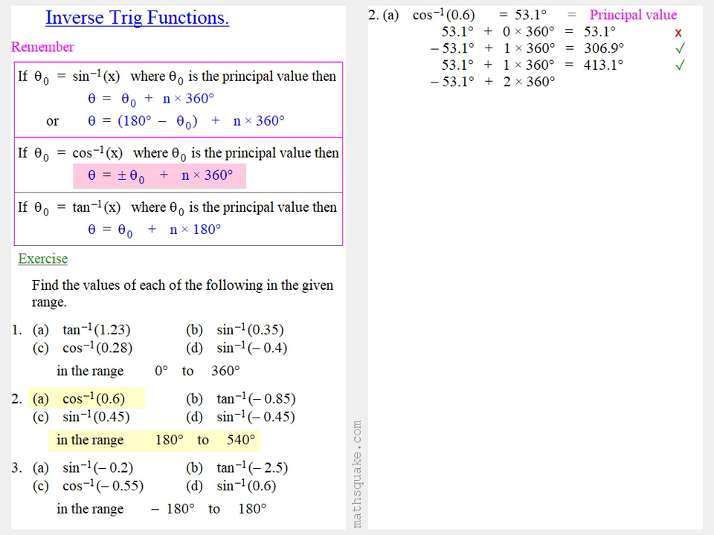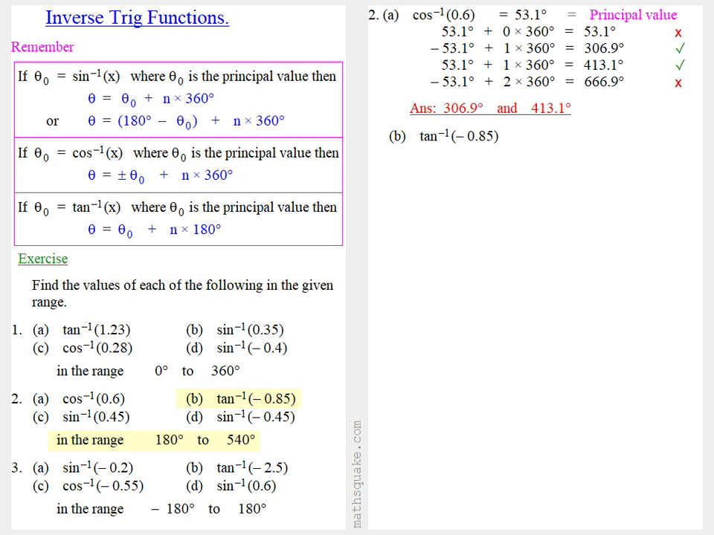However, if we let n equal 2, we end up with minus 53.1 plus 2 times 360, which is 666.9 degrees, which is too large. And any further ones will also be too large. And so we have two possible solutions, 306.9 degrees and 413.1 degrees.